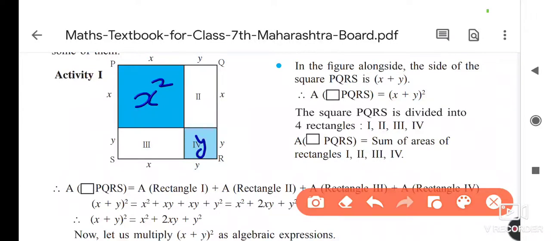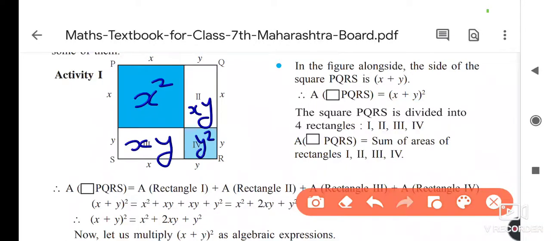The fourth part is also a square, so the area of a square is equal to side square. The side is y, that's why the area of the fourth part is equal to y square. The area of the second portion is a rectangle. The area of a rectangle's formula is length into breadth. So length is x, breadth is y. And for the third part, the same thing: length is x and breadth is y.